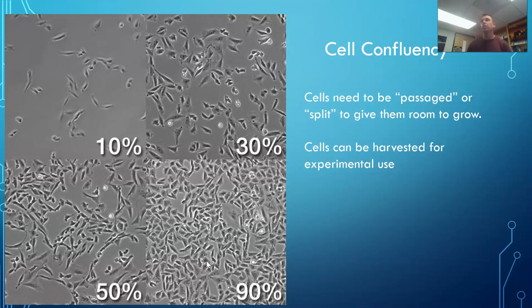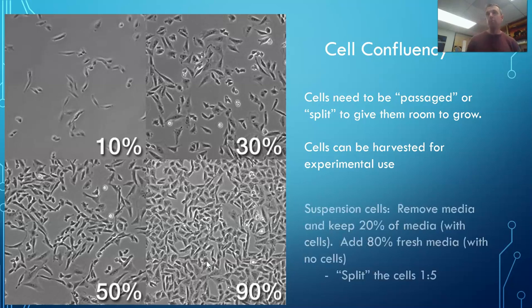So how do we do that? When that happens, we need to do what's called passaging or splitting. Those are two fairly synonymous terms to give them more room to grow. All right, so if the cells are in suspension, now this is actually easier because the cells are in suspension. Now we're trying to get rid of a certain percentage of the cells.